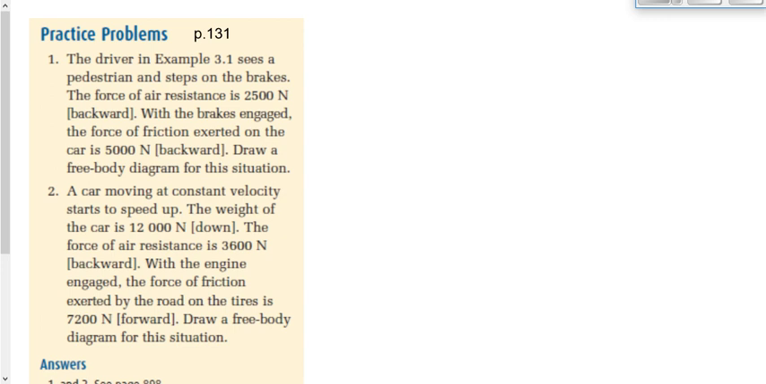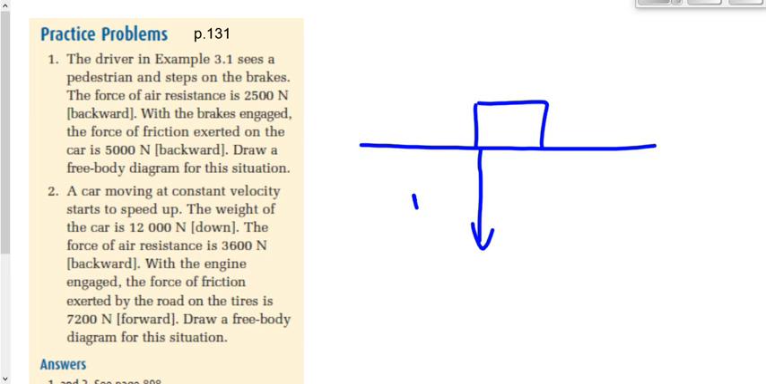Let's take a look at the second one now. Number 2 says a car moving at a constant velocity starts to speed up. The weight of the car is 12,000 newtons down. What does that weight correspond to? Remember, we defined mass as the amount of matter that something possesses. Weight is defined as what? Gravity. Force of gravity acting down. So we're going to say Fg is 12,000 newtons down.